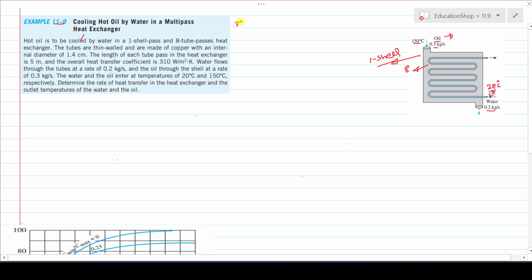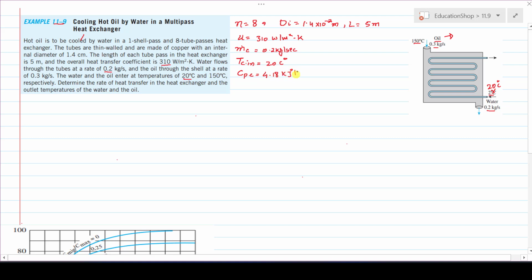How many tubes are there? The number of tubes is 8. The internal diameter of the tube is 1.4 multiplied by 10 to the power minus 2 meter. The length of the tube is 5 meters. Overall heat transfer coefficient is 310 watt per meter square Kelvin. Next is the mass flow rate of the cool fluid, that is water, 0.2 kg per second. Inlet temperature of the cool fluid is 20 centigrade. The heat capacity of the cool fluid is also constant, that is 4.18 kilojoule per kg Kelvin.